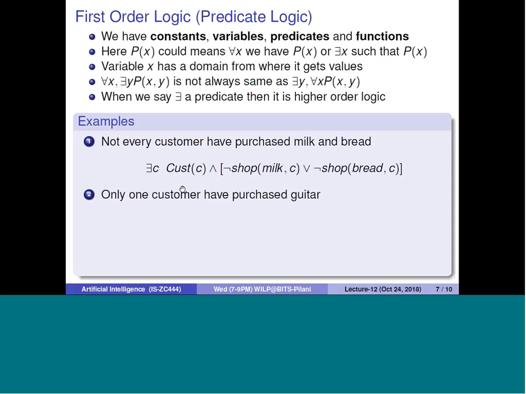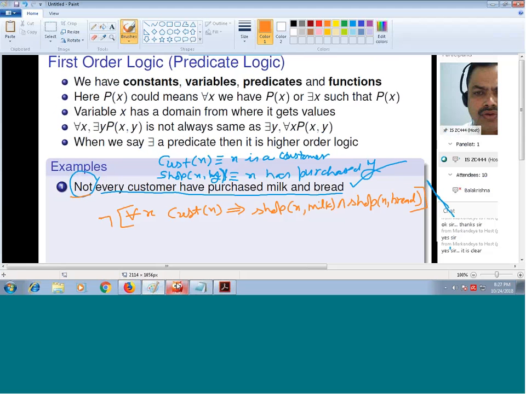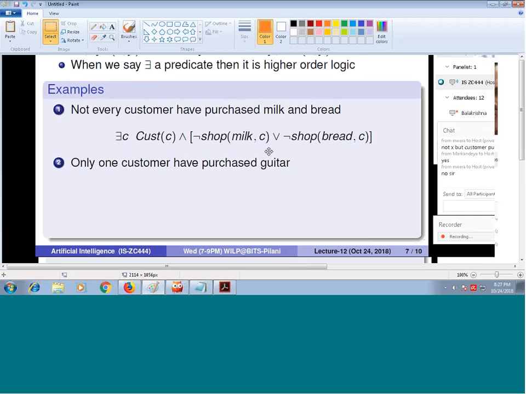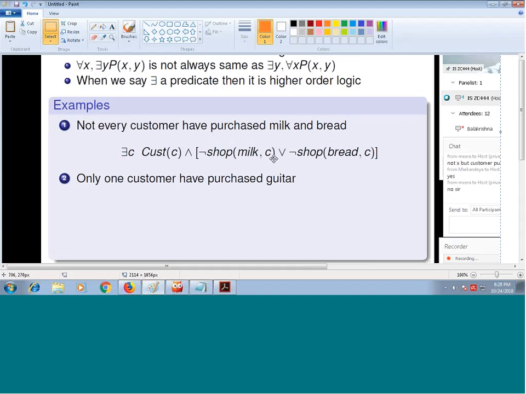Okay. Now the next thing is: only one customer has purchased guitar. How can you write this? Only one customer has purchased guitar. So one customer has purchased guitar. How can you write like this?